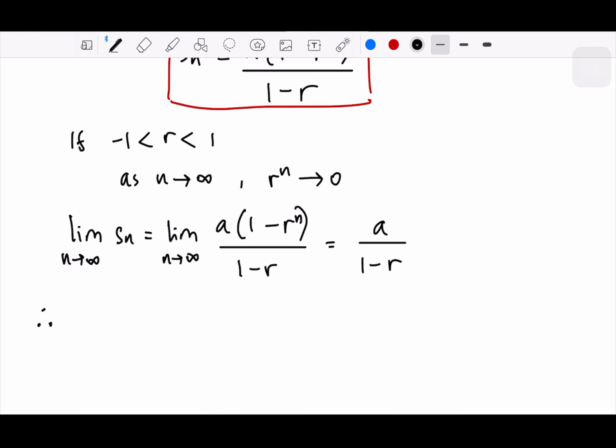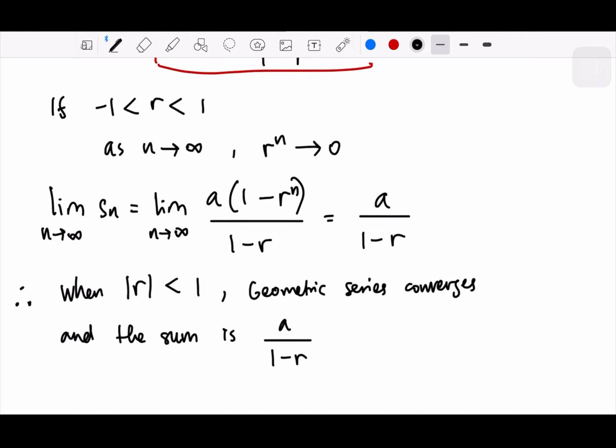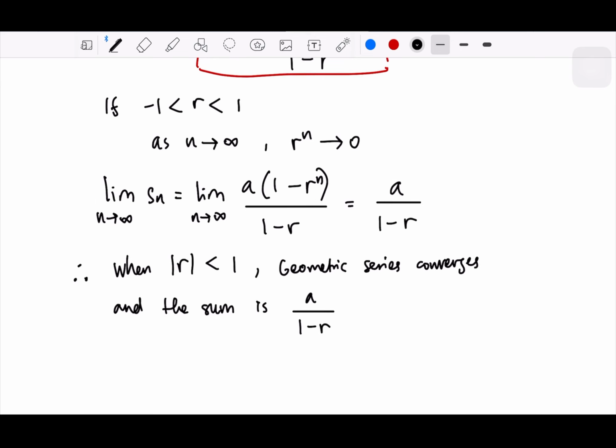So as a conclusion, when the absolute value of R is less than 1, the geometric series converges and the sum is A over 1 minus R. If R is equal to 1 or greater than 1, the geometric series diverges.